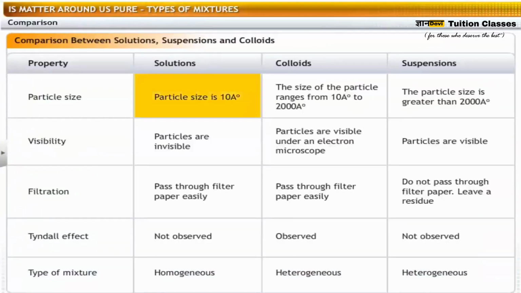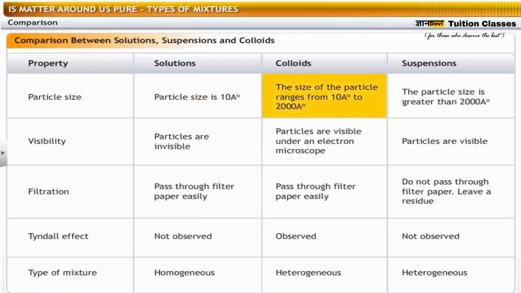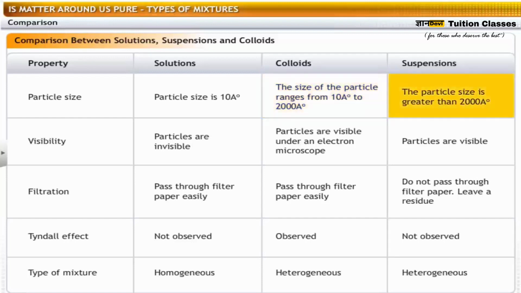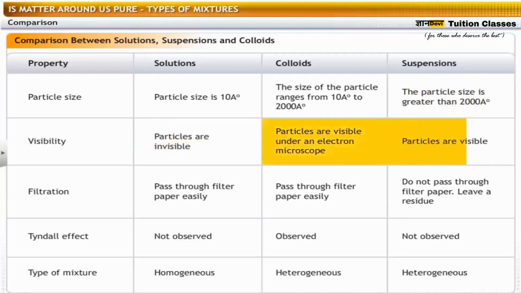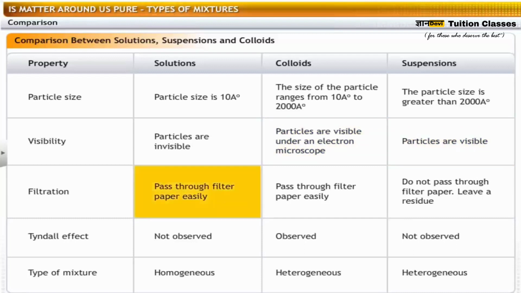In solutions, the particle size is 10 angstroms. In colloids, the particle size ranges from 10 angstroms to 2000 angstroms, while the particle size is greater than 2000 angstroms in suspensions. The particles are invisible in solutions, while the particles are visible in colloids and suspensions. Particles in solutions and colloids pass through filter paper easily, while the particles in suspensions do not pass through filter paper easily.